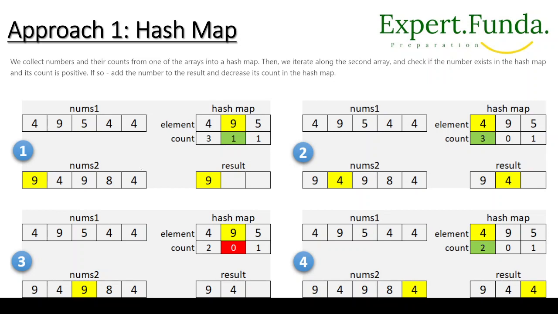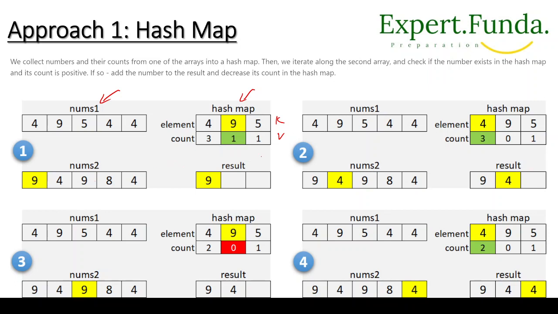How will we do it? Let's understand here. Suppose we are given these nums. When we add to the hash map, there is a key and there is a value. Let's suppose the elements are the keys, we take 4 9 5, and we add the count into the value. So 4 is coming 3 times, we'll store 3, 9 is coming 1 time, and 5 is coming 1 time. Similarly, we'll take nums2 and check.